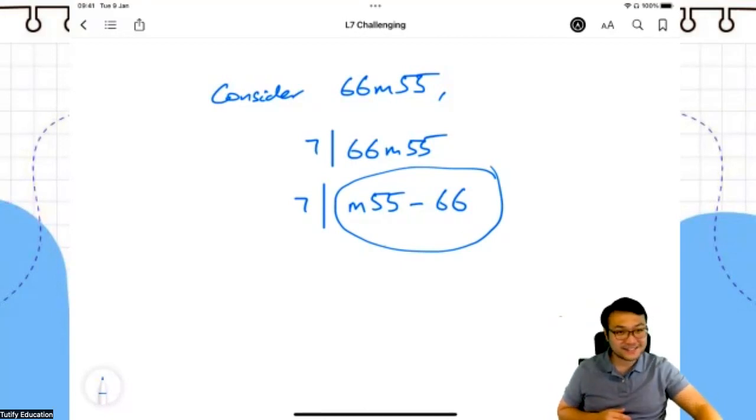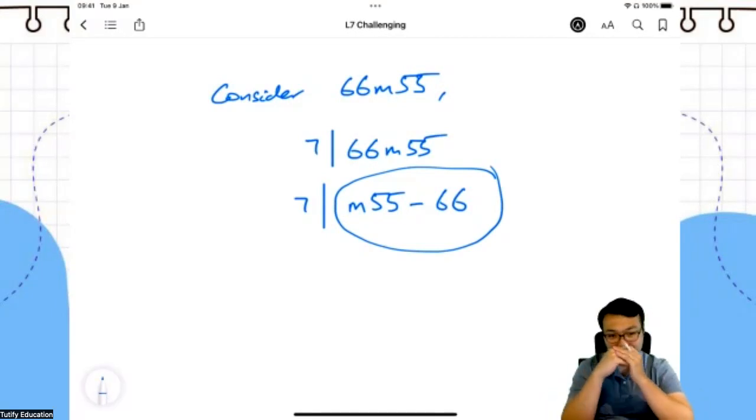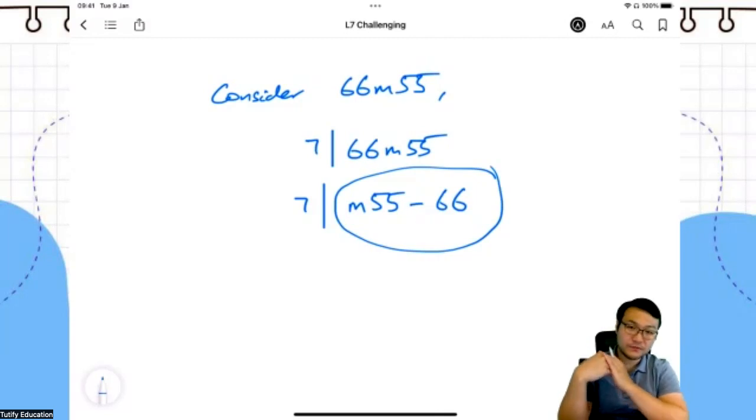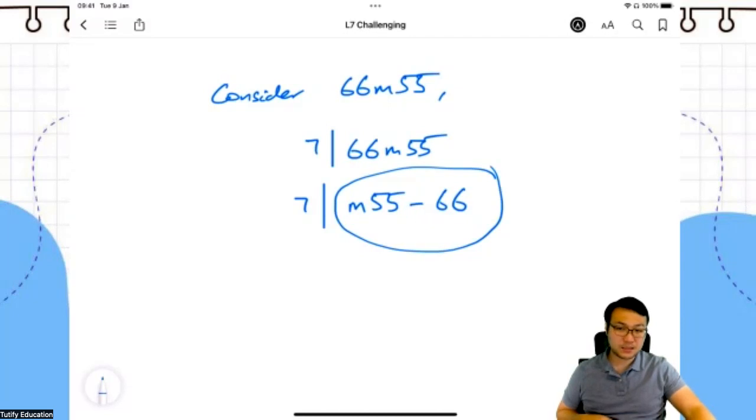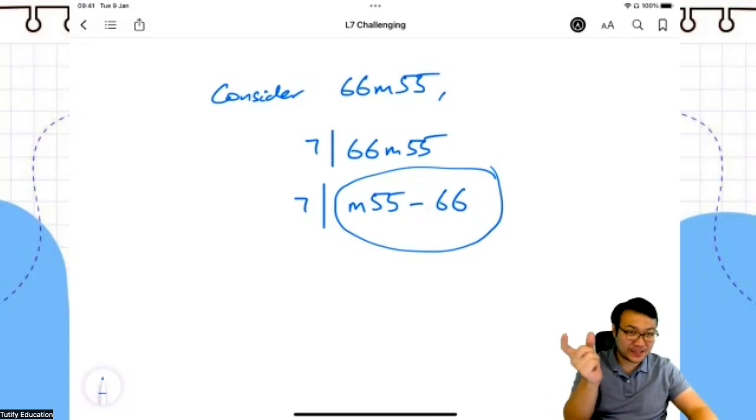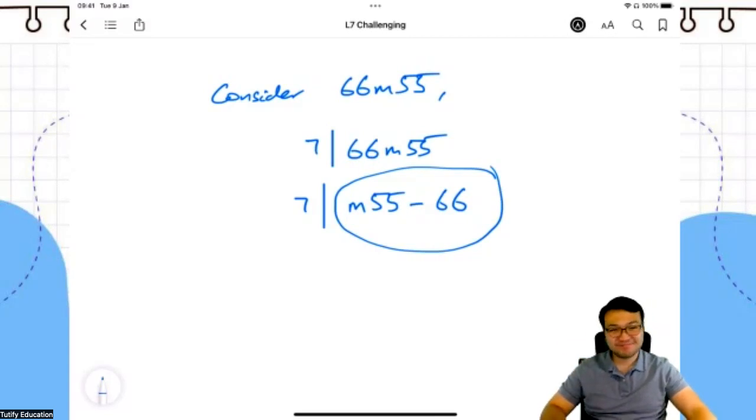Yes, Kaden. You have an idea? M11? But 55 cannot minus 66, right? Negative M negative? Ooh, that's even worse. How can you have a negative number in the middle of a number? No. How about 11M? No, I'm sorry, can't do that. No. Anyone else has any ideas?